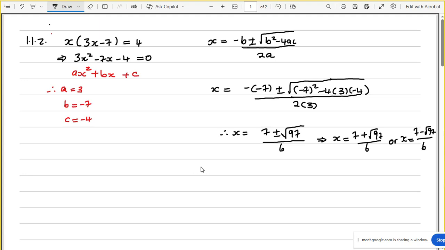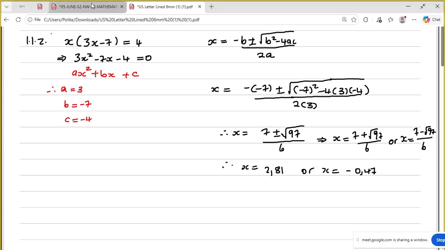Therefore, when you punch that, what do you get as a decimal form? 2,81 for the positive square root, and for the negative square root, you get negative 0,47. Thank you very much. Can we now move to the next question?